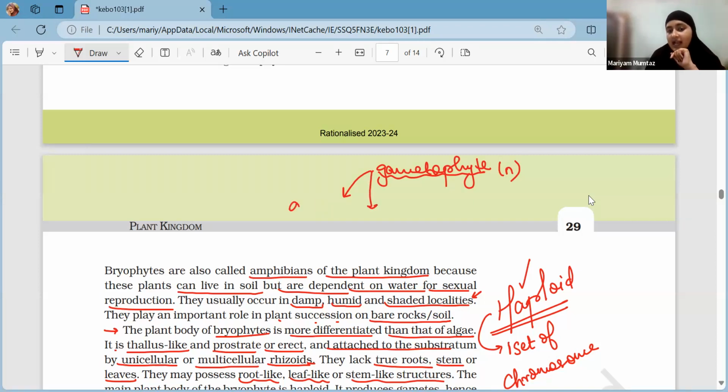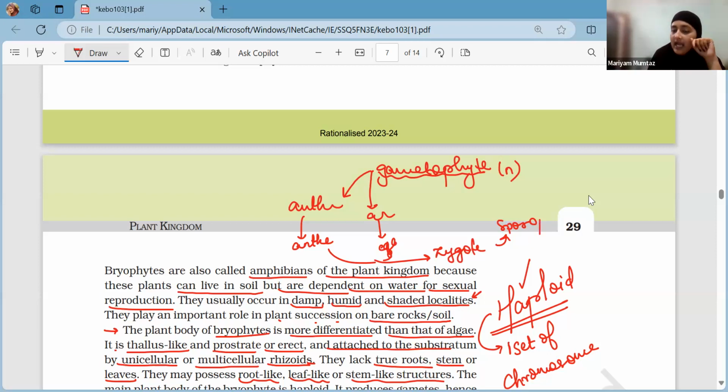The male one is antheridium. The female is archegonium. Now the antheridium will make the antherozoid, that is the male gamete, and it is motile. The archegonium will make the female gamete, that is the egg, right? Now when they fuse, a diploid zygote will be formed. Now this zygote will give rise to sporophyte, and sporophyte produces what?